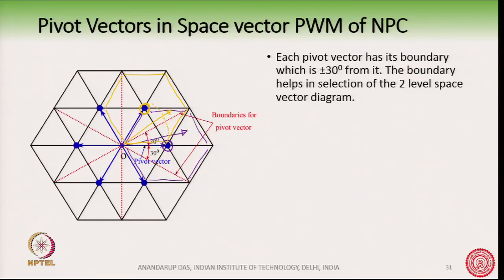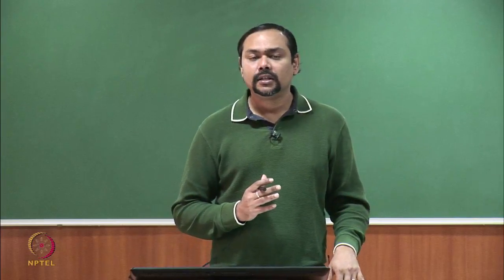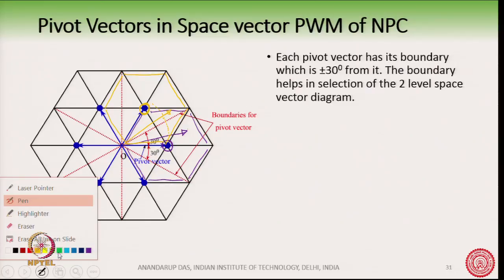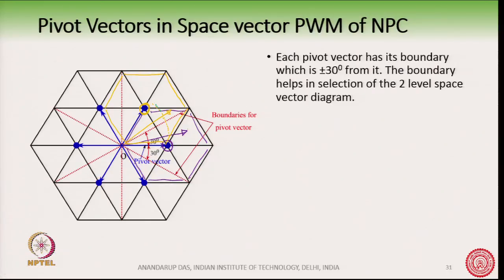Okay. So, this is the next 2-level space vector diagram which we will use with this as the pivot vector. These boundaries for the pivot vector are these 30-degree lines, which say when to move from one 2-level hexagon to the next 2-level space vector diagram. So, this is how it will jump. Once again, this is rotating and coming like this.